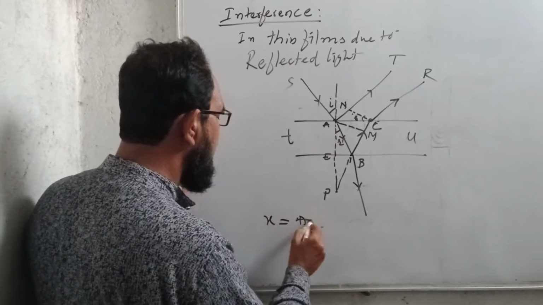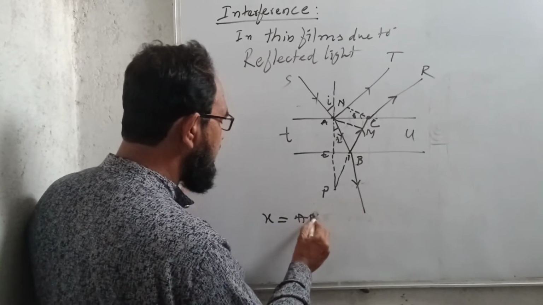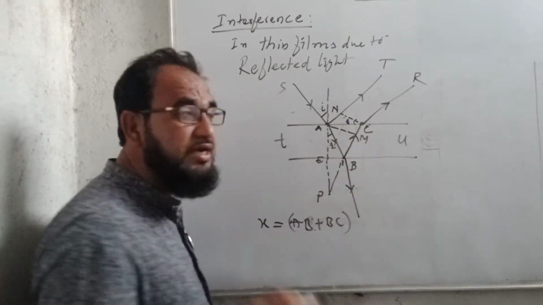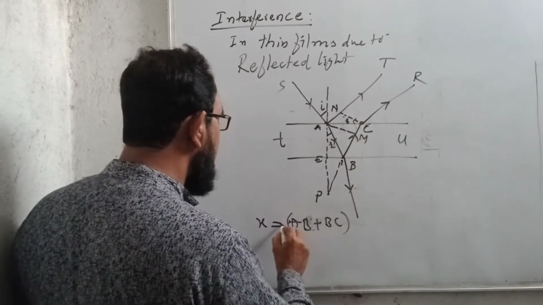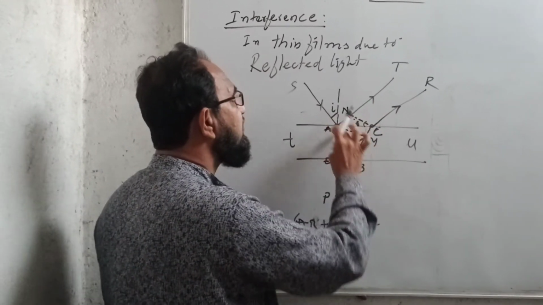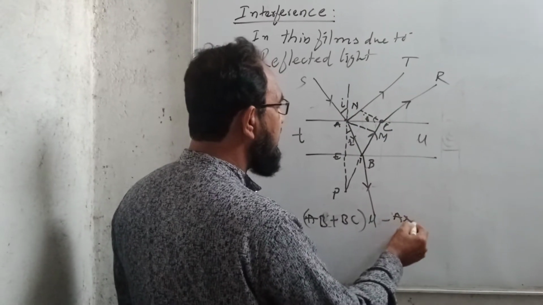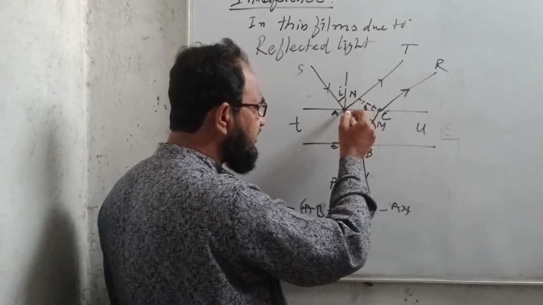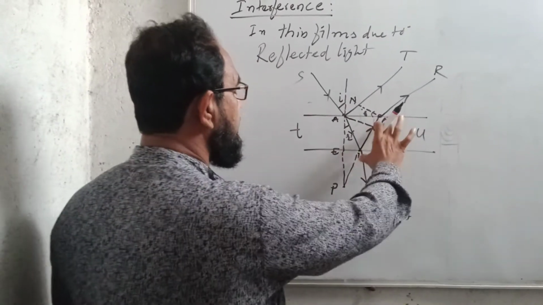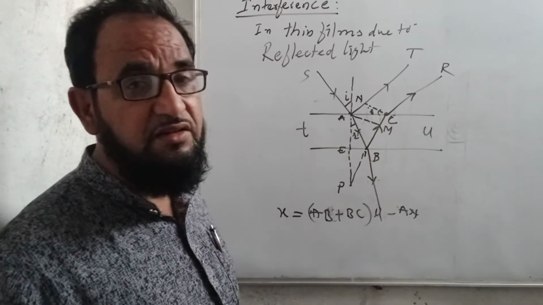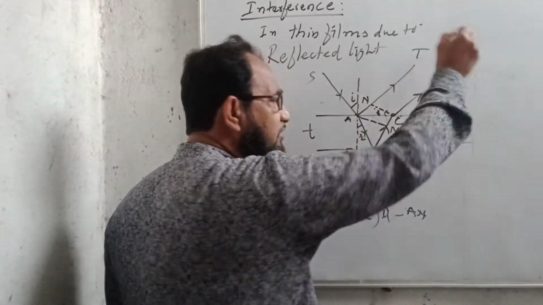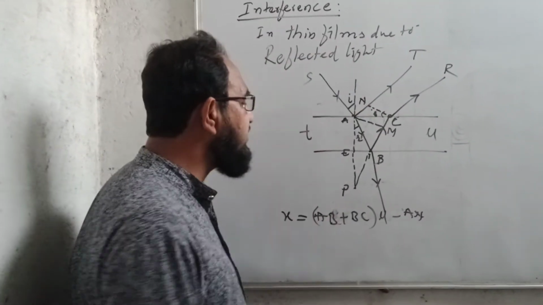The path difference is AB plus BC. This distance is travelled in a medium of refractive index mu, so I will multiply it by mu, minus AN. This means this first ray has travelled an additional distance (AB plus BC) into mu, because this distance is travelled in the medium and this distance is travelled in air. From the points N and C, both are travelling the same distance. So it is called the path difference.